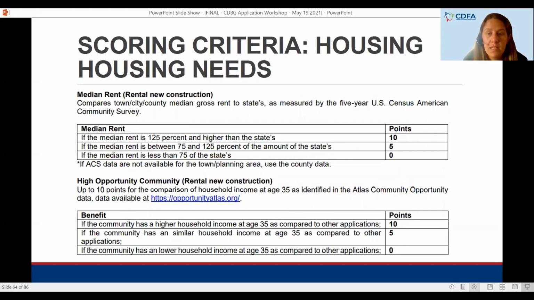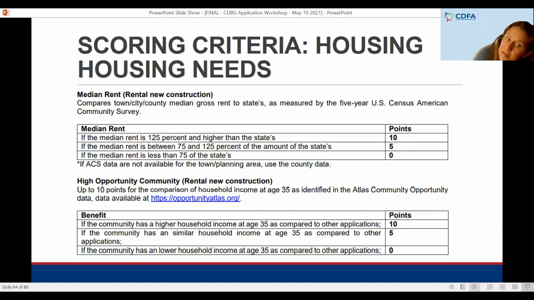The next is housing needs. In this, we will be looking at whether your project is new construction. In this area of the scoring, there are up to 20 points if you're new construction. And then the next category I'll go over is rehab, because the same data does not apply. In this area, we're looking at the median rent. As you can see, we're comparing the median rent of the community in which the project is proposed to the state.